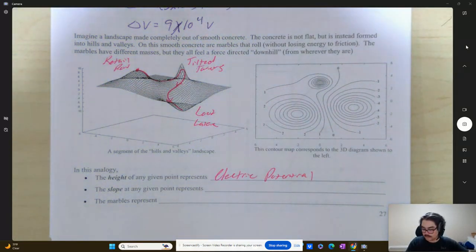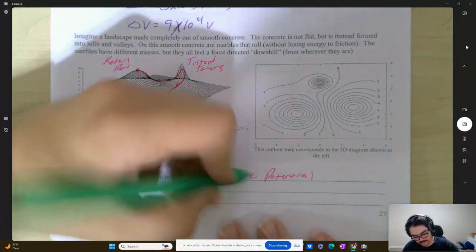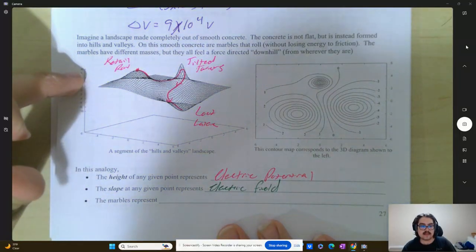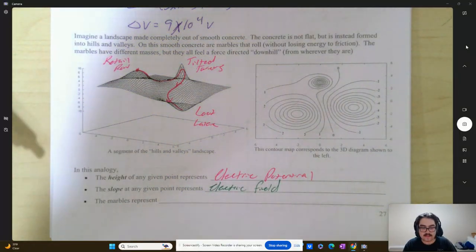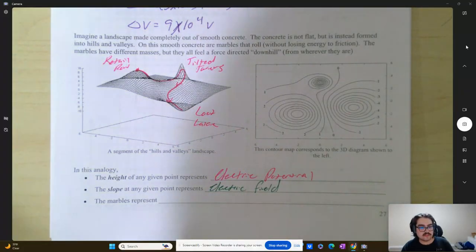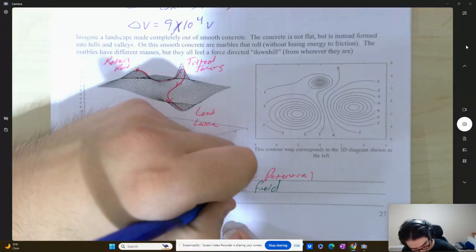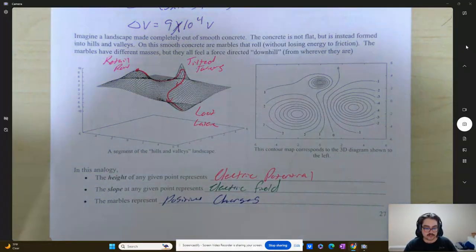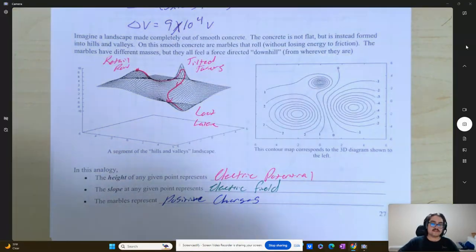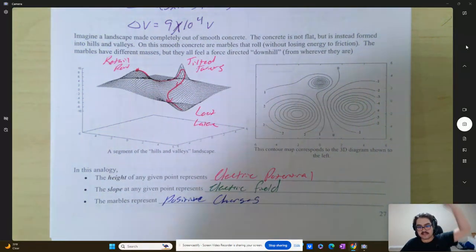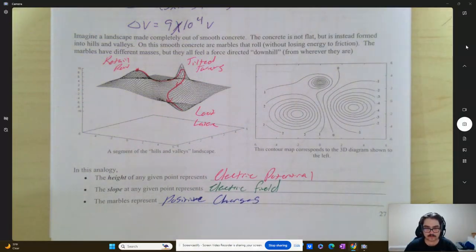The slope at any given point is the electric field, because this is technically a potential versus position graph. The marbles that we've released from the top row represent positive charges, because positive charges go from areas of high potential down to low potential. High potential is the height of the point, and the positive charges follow the slope to areas of lower potential.